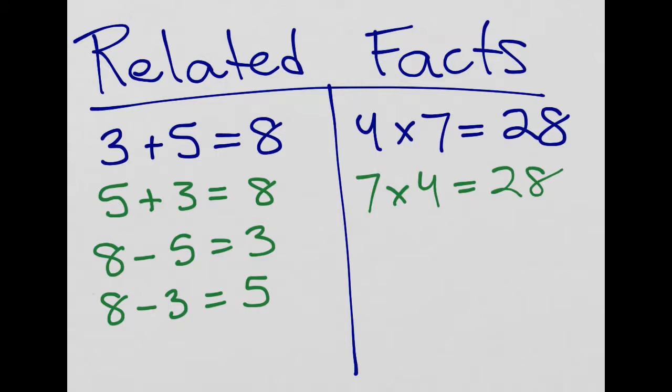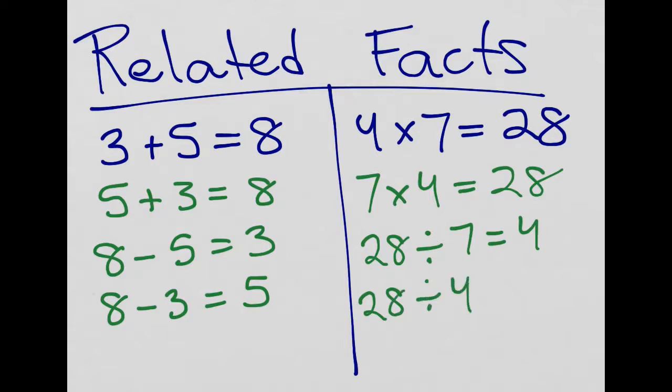And then I can think of the inverse of multiplication, or the opposite. The opposite of multiplication is division, and I'll start with my product, 28, and then I'll divide it by one of my factors, divide it by 7 to get 4, or I can use 28 and divide it by 4 to get 7. Again, I have a set of related facts. Sometimes we call them fact families. They use the same three numbers, and they use inverse operations to create true equations.